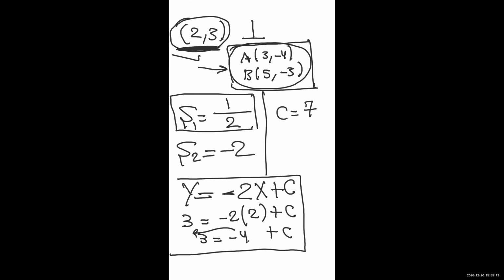Now the equation: y will equal, it was negative 2x plus c, so negative 2x plus 7. Okay, is it clear? Yes, it is. Okay, great. Any questions till now? Thank you. Okay, very good. Then the next question.